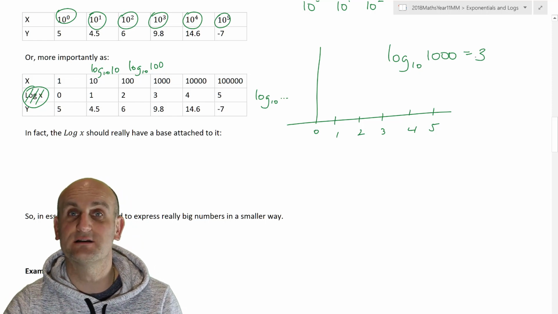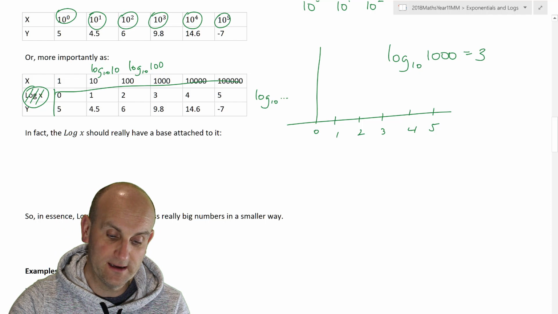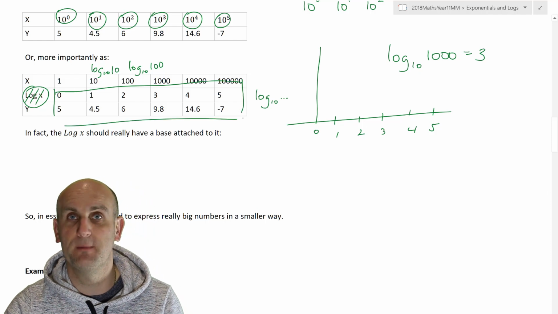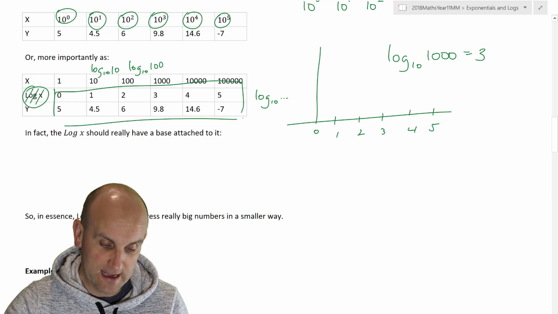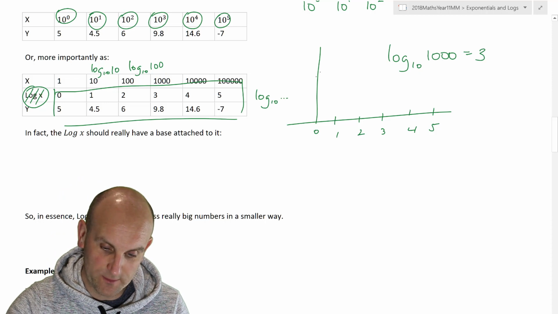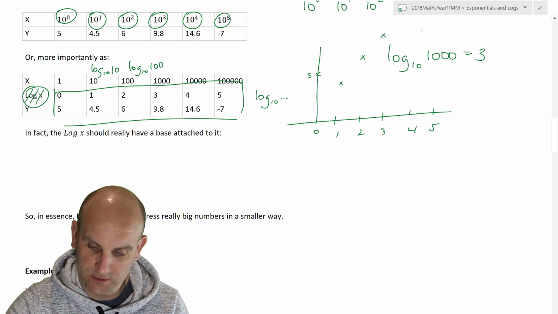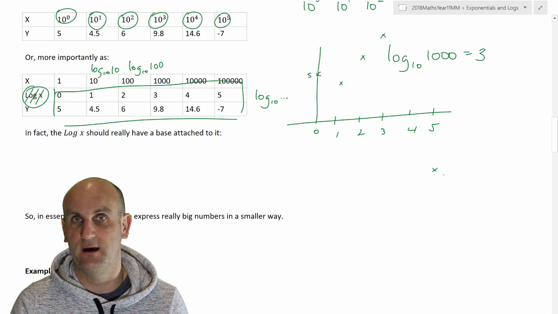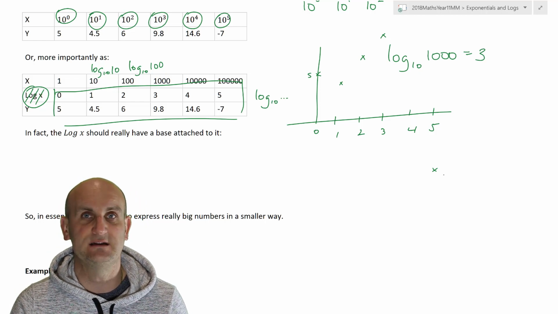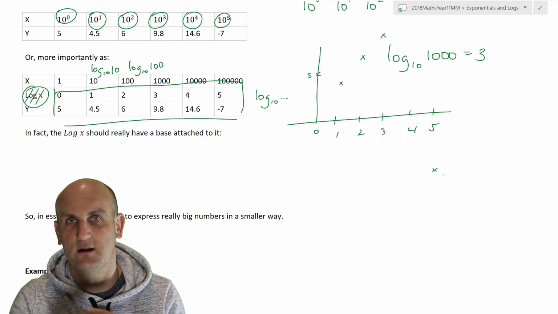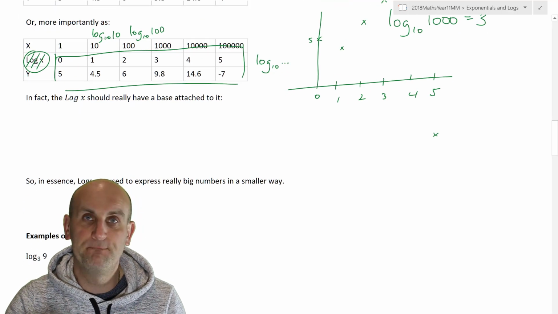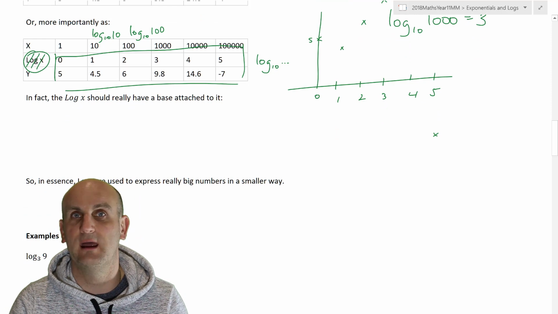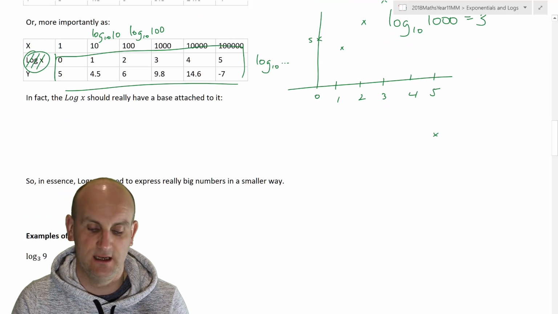Well, now using this log system, I can plot my data in a much, much nicer way. I'll create, what would my first value be? So 0 would be, say, 5, and then 1 would be 4.5, and then 6, and then 9.8, and 14.6 and minus 7. My data actually has a much, much nicer feel about it. I could probably do some sort of analysis, lines of best fit and what have you, but that's slightly outside this course.